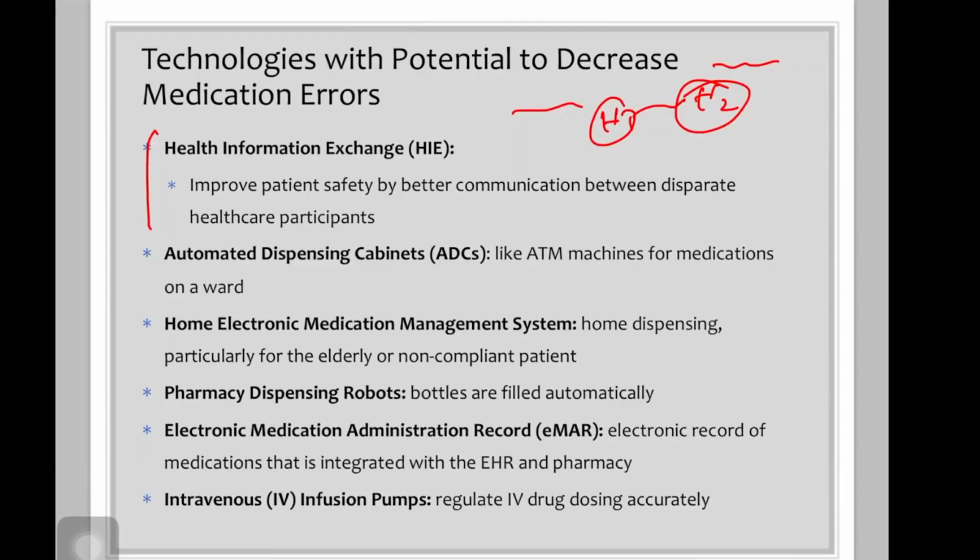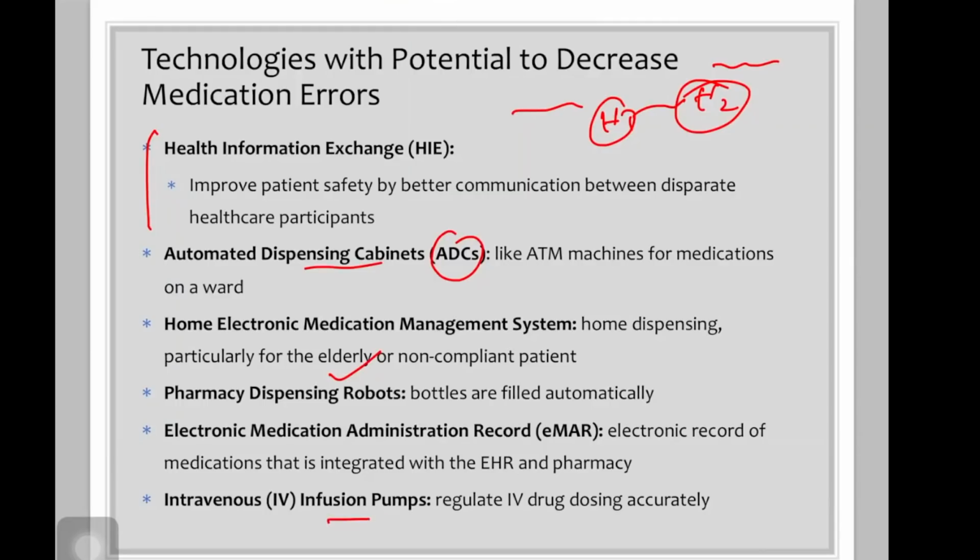Then the technology is ADC, automated dispensing cabinets. These are ATM-like machines that help in dispensing medicines. Then we have technologies like pharmacy dispensing robots. Then we have home-based cabinets, for people who are sick, paralyzed, or old. They use a home electronic medication management system that provides a home dispensing mechanism for people who cannot go to the pharmacy.